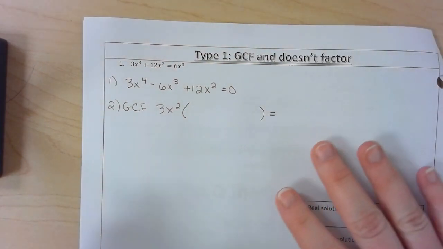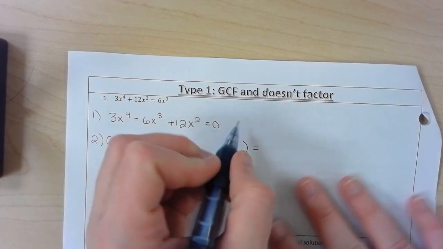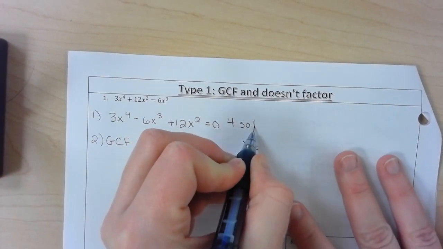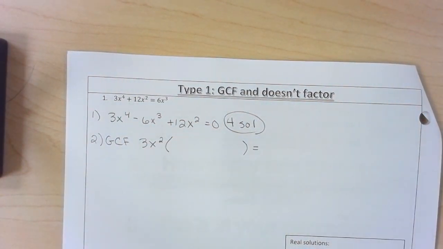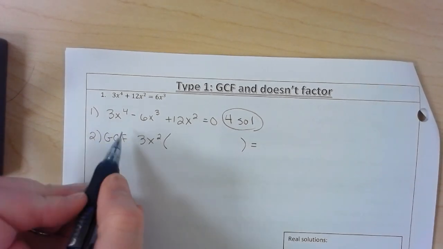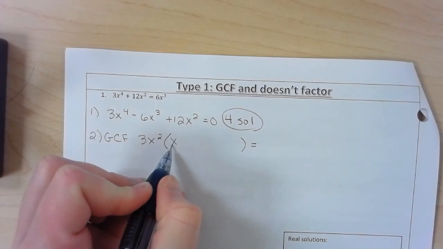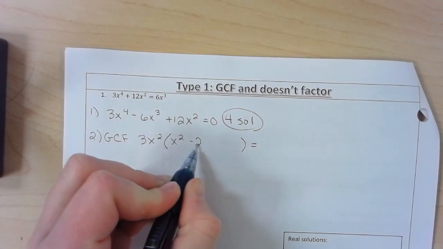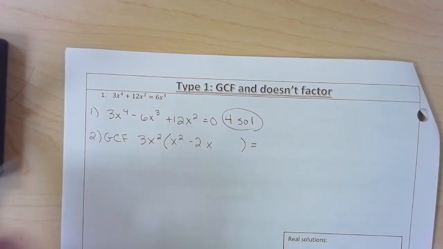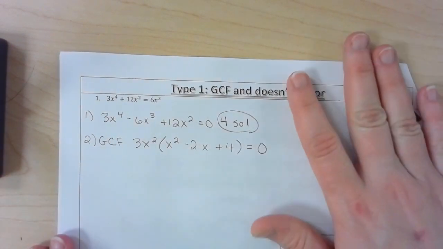All right. Does everybody see how it has an exponent of 4? There will be 4 solutions. Okay? And that's because of the exponent of 4. I'll teach you where those 4 solutions are. So when you divide by 3x squared as our GCF, you're going to end up with 1x squared minus 2x. Divide by 3x squared, we get plus 4 in the back. This is still all equal to 0.